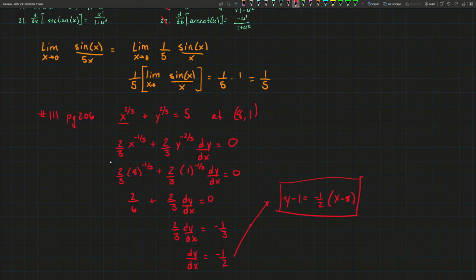All right, so finding tangent lines, equations of tangent lines to graphs, that's going to be really important. You're going to have to do that.